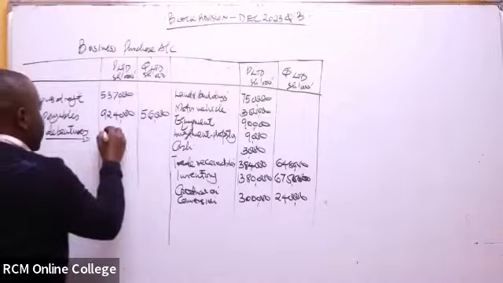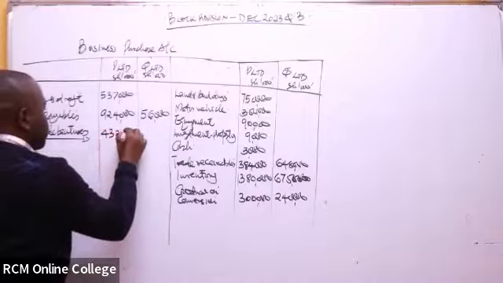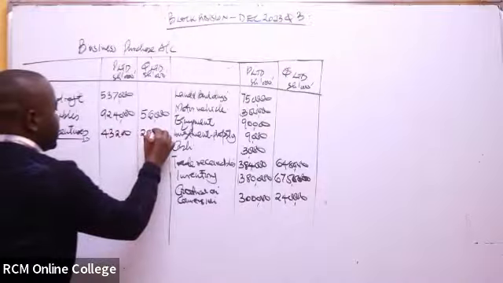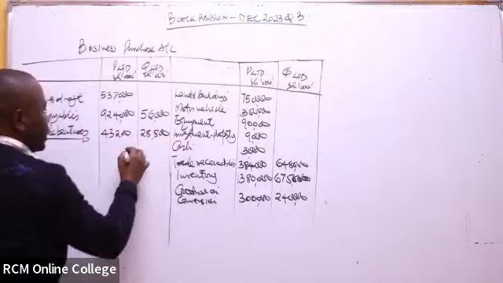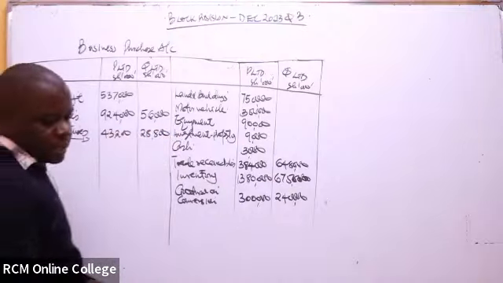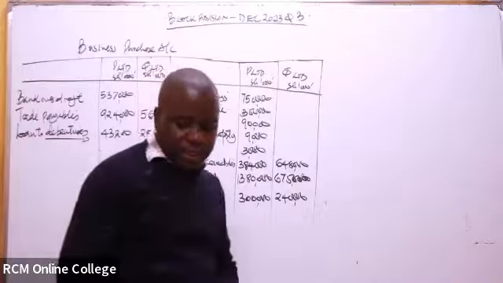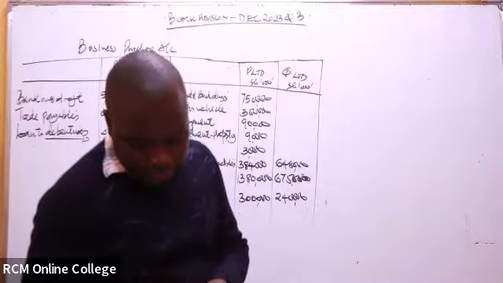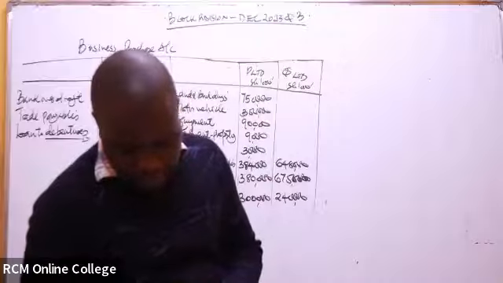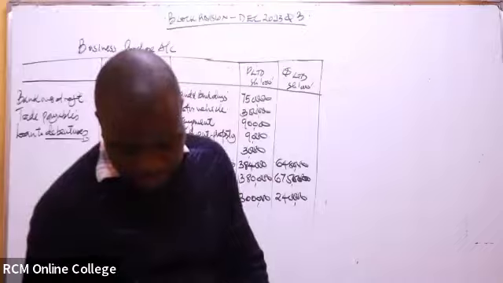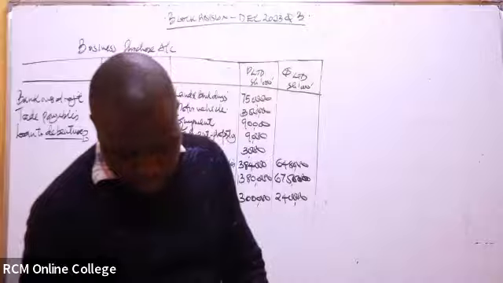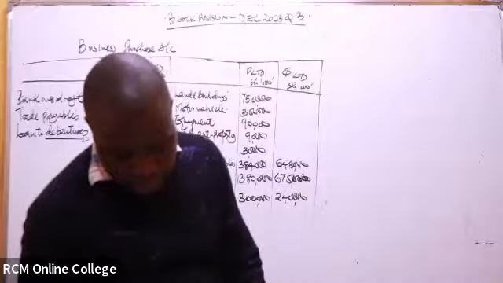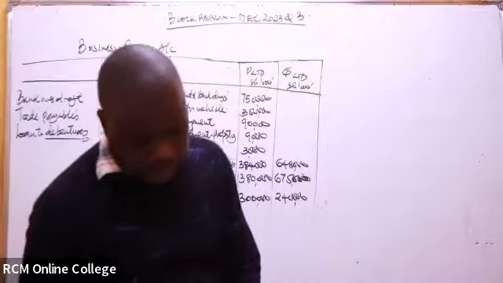So 43,200 and 28,800. That is what they actually agreed on.